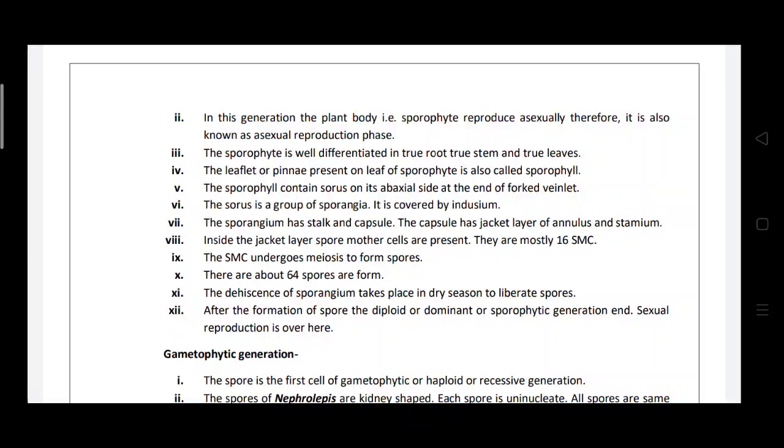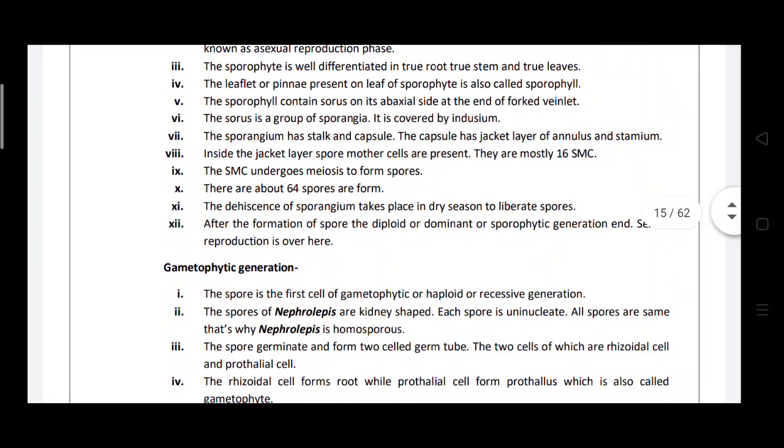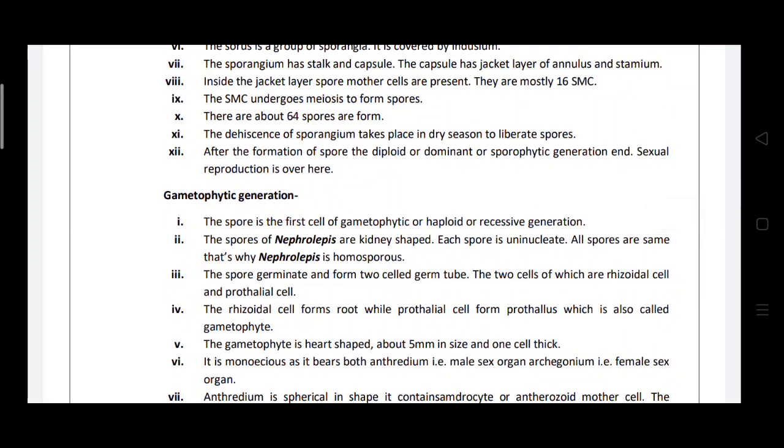After the formation of the spores, the diploid dominant sporophytic generation ends and the asexual reproduction is over. Next is the gametophytic generation. The gametophytic generation starts from the spores. So spores are the first cells of the gametophytic generation. It is haploid and also a recessive generation. The spores of Nephrolepis are kidney shaped and have a single nucleus, that is uninucleate, and all the spores are the same. That is why it is called homosporous.